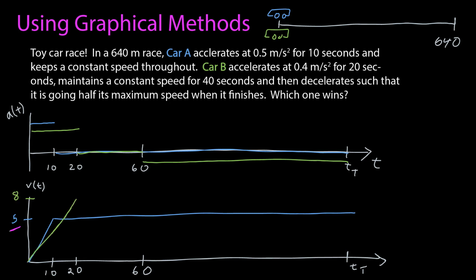What about green? Green accelerates at 0.4 meters per second squared for 20 seconds, which leads to a top speed of 8 meters per second. You can get that from rise over run for the slope of 0.4, or just 0.4 times 20. Now it stays at that speed for 40 seconds until t is equal to 60, and then it starts to decelerate. Since I found the top speed already, I know that it's going to decelerate to 4 meters per second when it crosses the finish line.